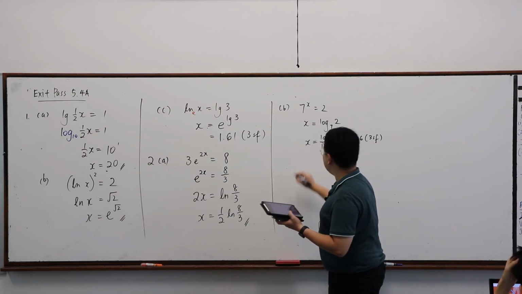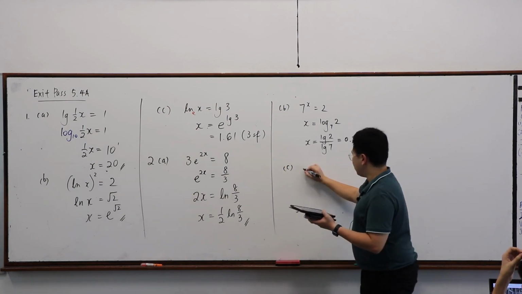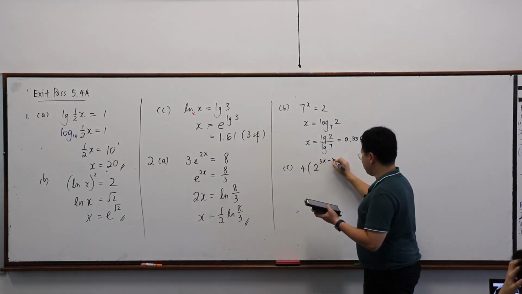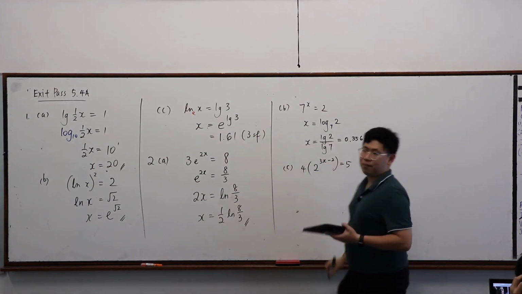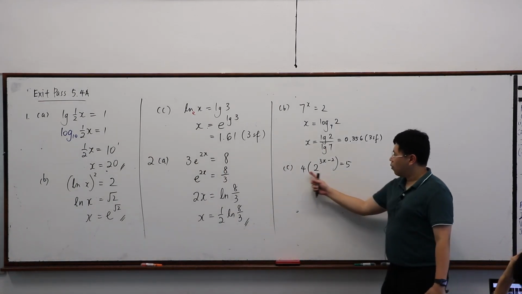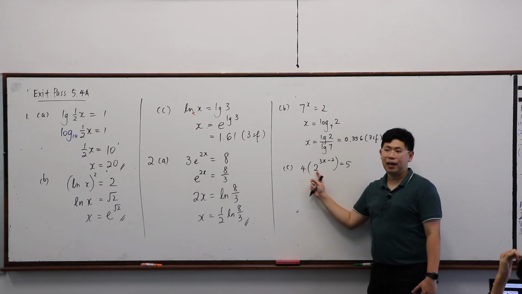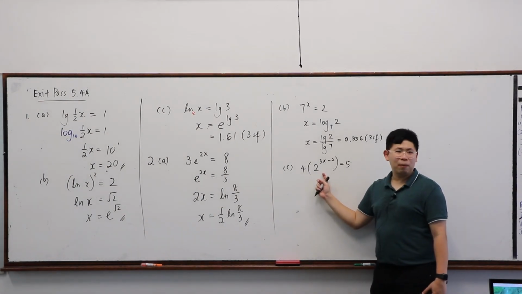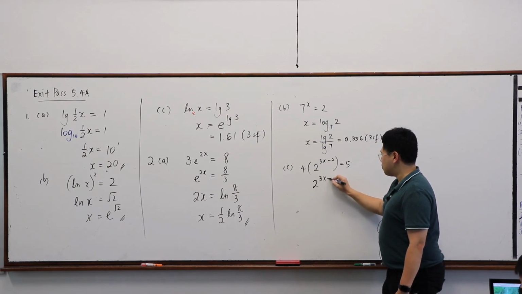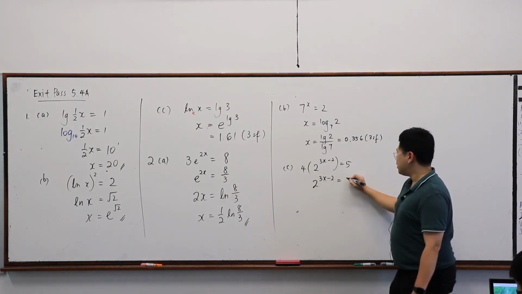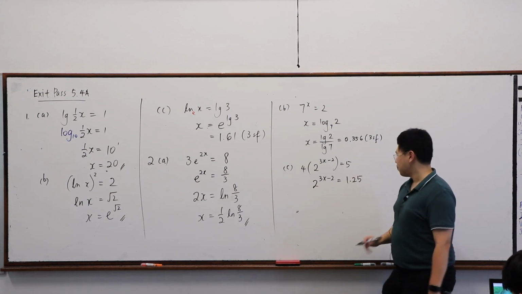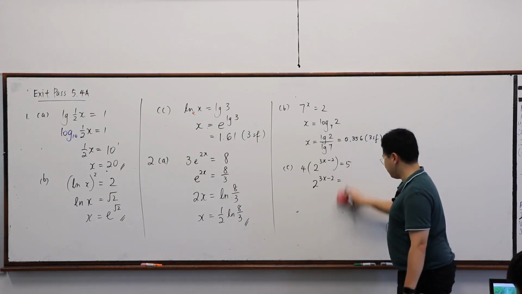Okay, the next one, C. C, you have a 4 times of 2, 3x minus 2, 5. Okay, so how do we solve this kind of thing? Same thing. You can combine them because same base, you can combine them. If you are lazy to combine them, you can throw them away. How to throw them away? So this will be 3x minus 2. When you divide by 4, this is 1.25 or 5 over 4, correct? 1.25 or 5 over 4.